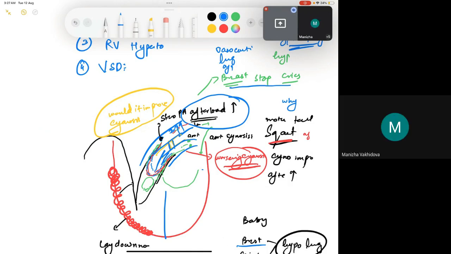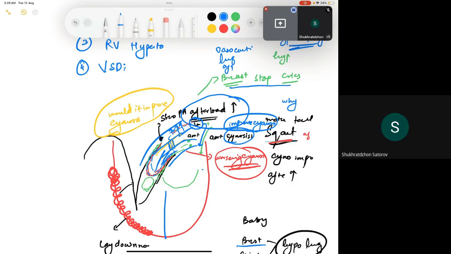Because if the shunt is open, this deoxygenated blood in the aorta can get a chance to enter into the pulmonary artery and get oxygenated in the lungs. And as it gets oxygenated in the lungs, oxygenated blood returning to the heart is going to improve the cyanosis. Is it clear? Okay, perfect.